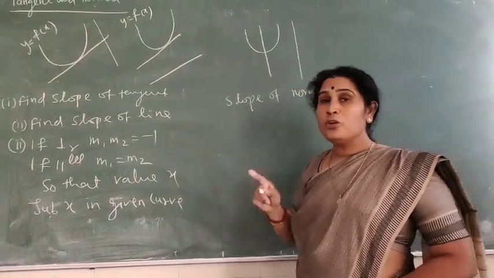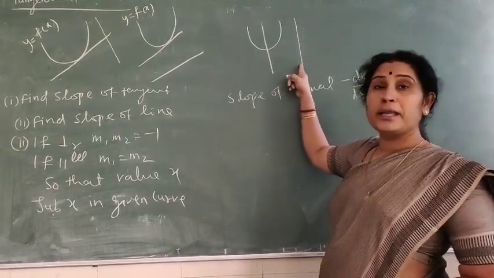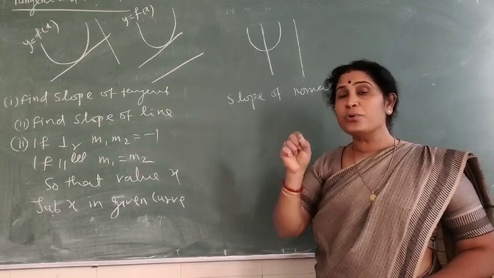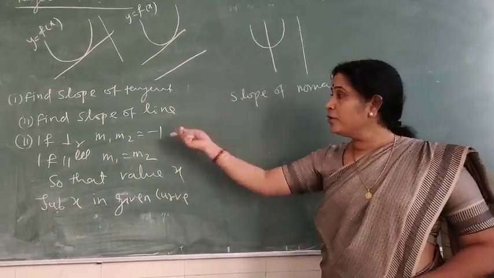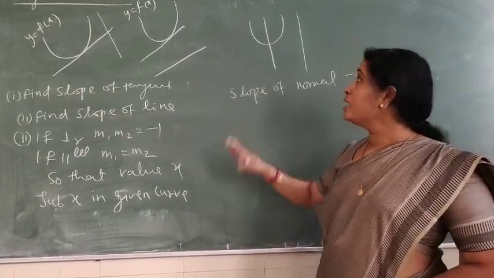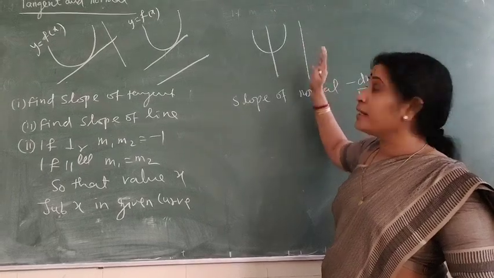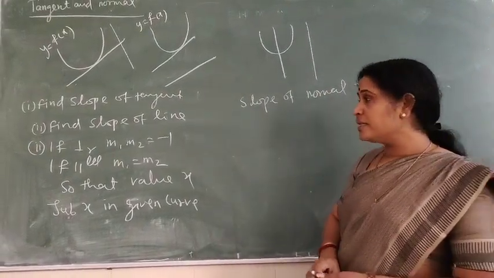By mistake, if you are equating slope of tangent and this line, that is completely wrong. So read the question, what they say. If tangent line parallel to another line, then you know the condition. If tangent line perpendicular to another line, what is the condition? If normal line parallel to another line, then what is the condition? You should make bifurcation, then it is quite easy.